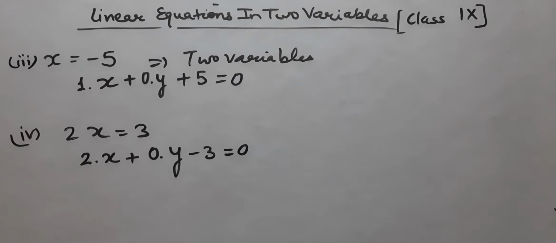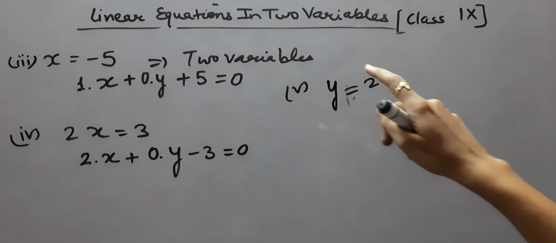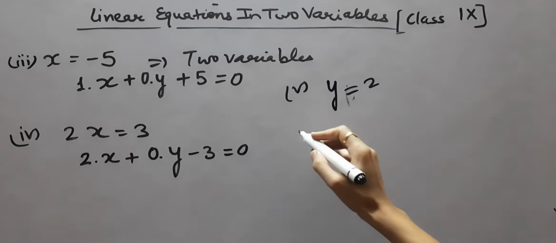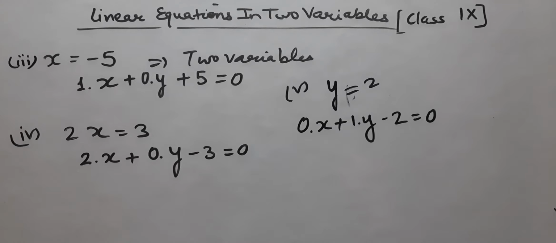Now suppose I am not having the variable x, say y equals to 2. If I am having this example, now what can I see? I can see that there is no x. So I will place 0 dot x plus 1 dot y. The coefficient of y here is 1. Then this 2 will come here, minus 2 equal 0. So I have converted this one variable equation into two variables also.